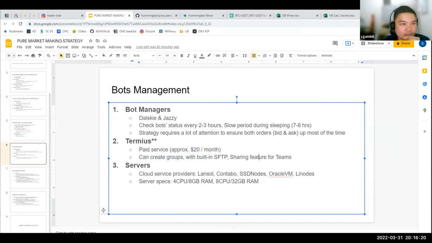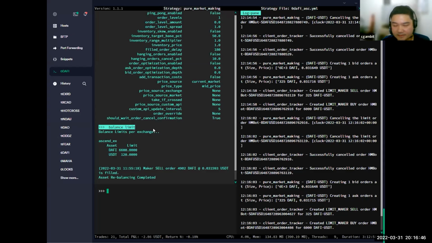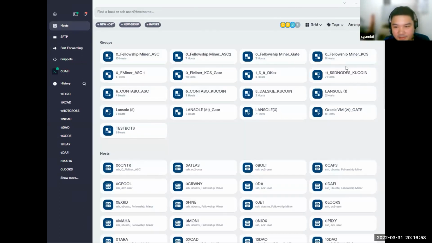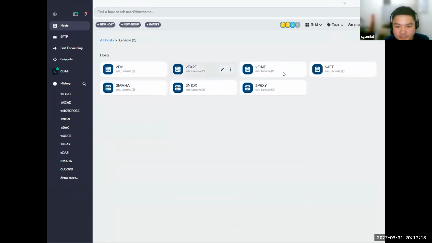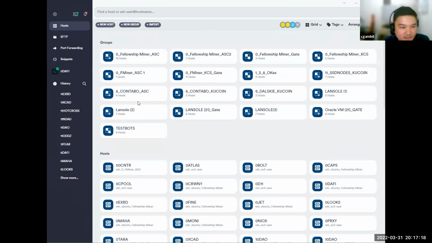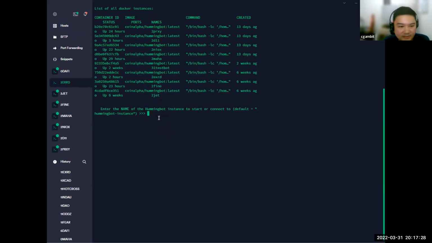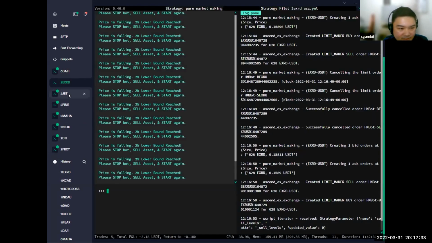So I can just show you. Let's see. Yeah, can you see my screen? The Termius terminal. What we like with this is that we can group up all the bots, let's say based on exchanges. It's easier for us because we can just say open, and we can open them together here. So it's easier for us to manage if we are using this one.